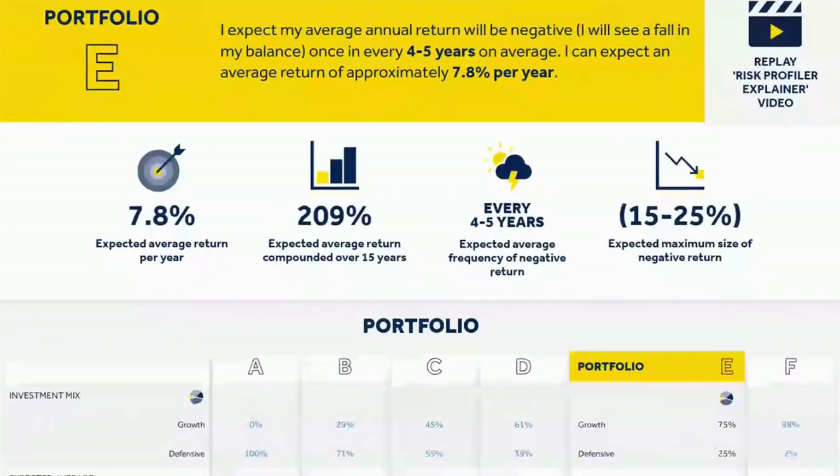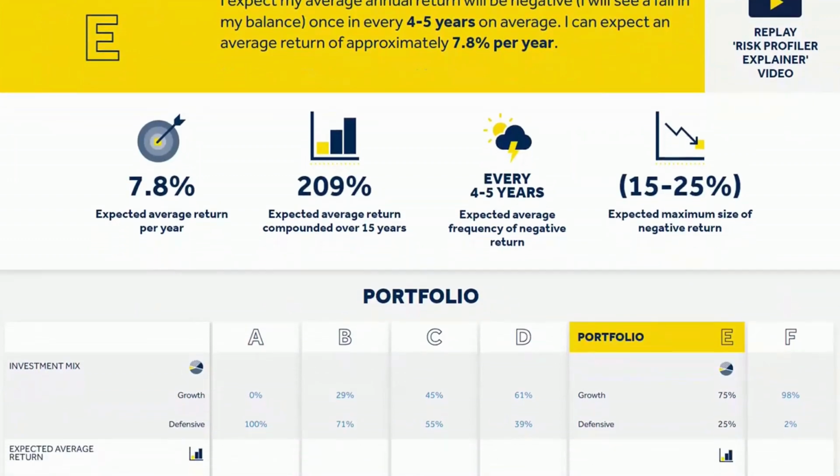And then it's kind of these four key points that people will be looking at. So your average annual return, your compounded return over 15 years, and we wanted to put this in because compounding is so important. And we've got a couple of things on your risk about how often and how deep a negative return would be. So we wanted to balance that out, kind of two positives and two negatives.